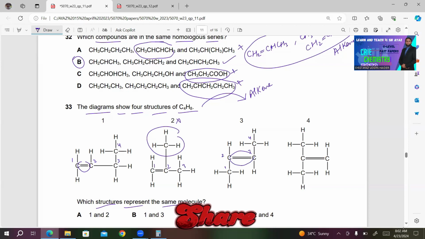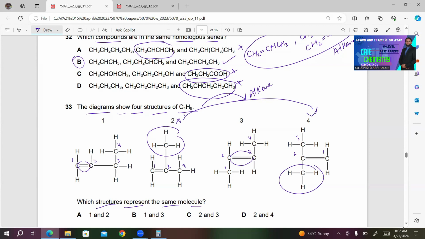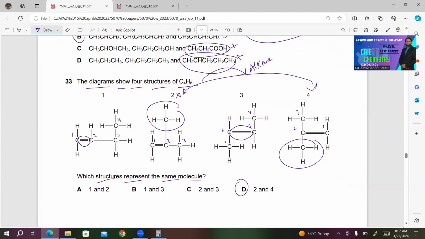What about number 2? 1, 2, 3. You are having branching at 2 and the double bond is present between 1 and 2. So 2 and 4, they are the same. So D must be the right answer in this case. Other choices are incorrect.